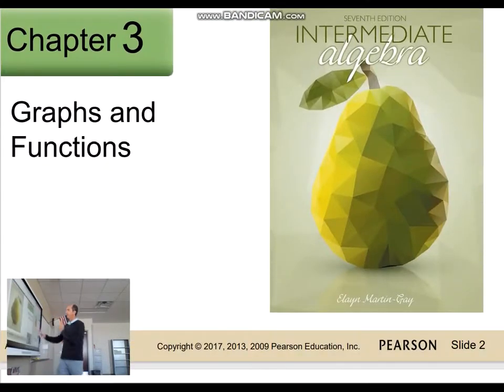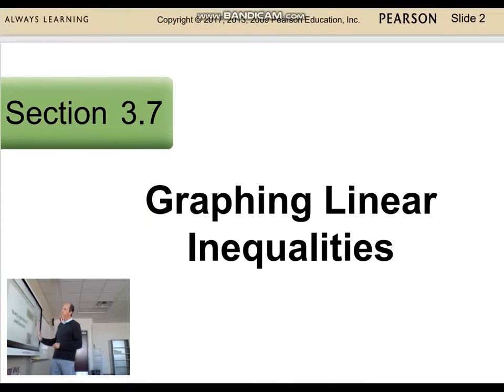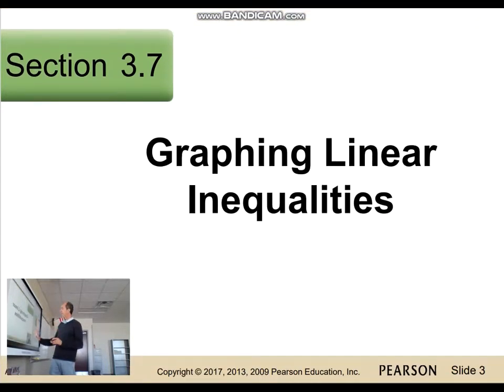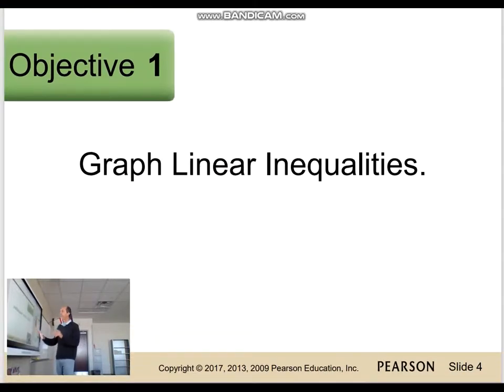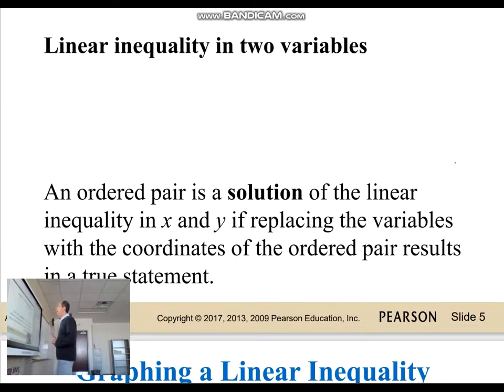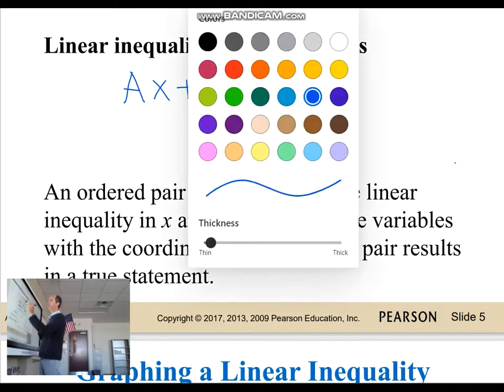Today we will work on chapter 3, graphs and functions, on section 3.7, graphing linear inequalities. The first objective is to graph linear inequalities. And a linear inequality in 2 variables will look like this. You have ax plus by less than c. So the inequality sign here. This is an example. This is how it will look like.